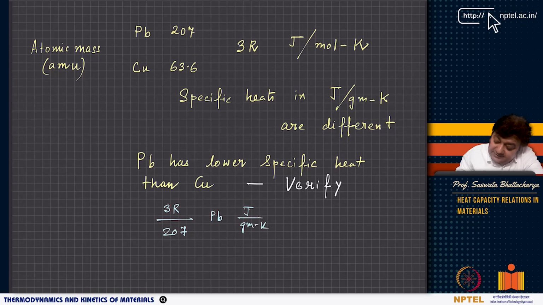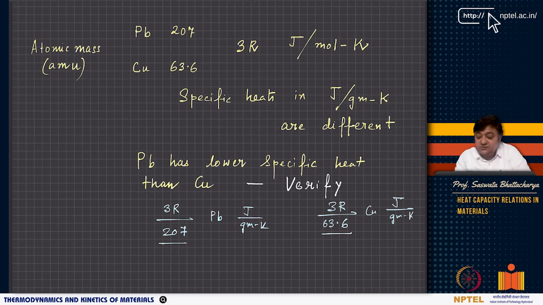And for copper it is 3R by 63.6, which is joule per gram. Immediately you can see that this is much larger than this one. So, lead has lower specific heat than copper.